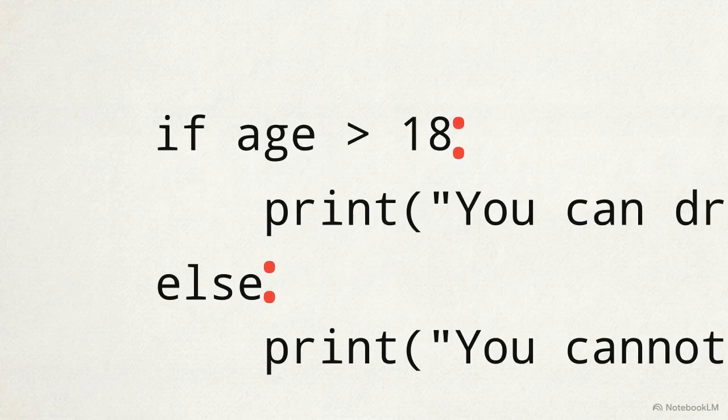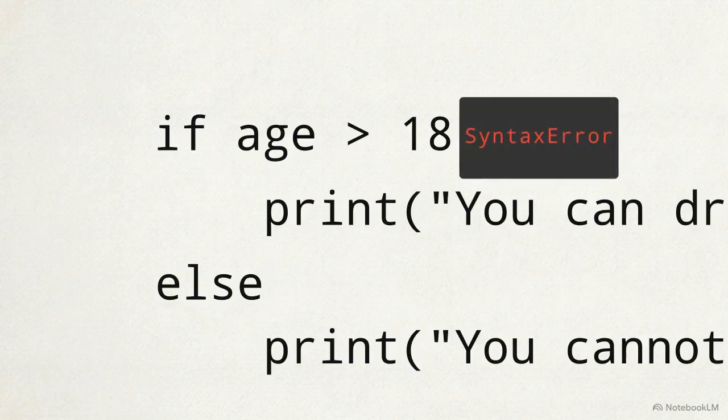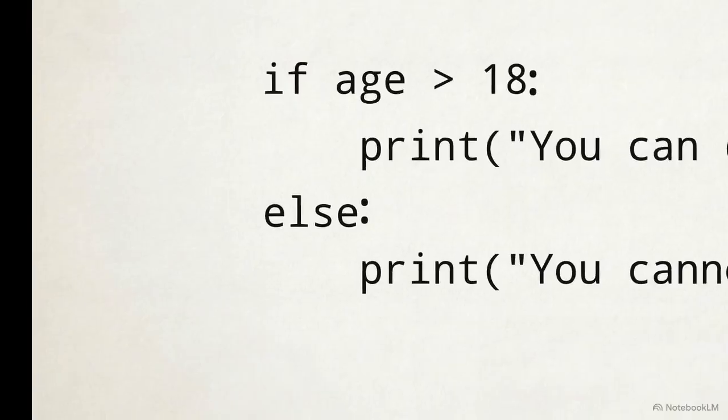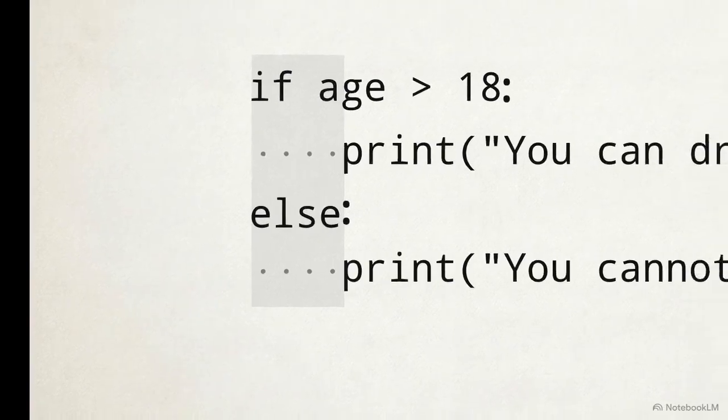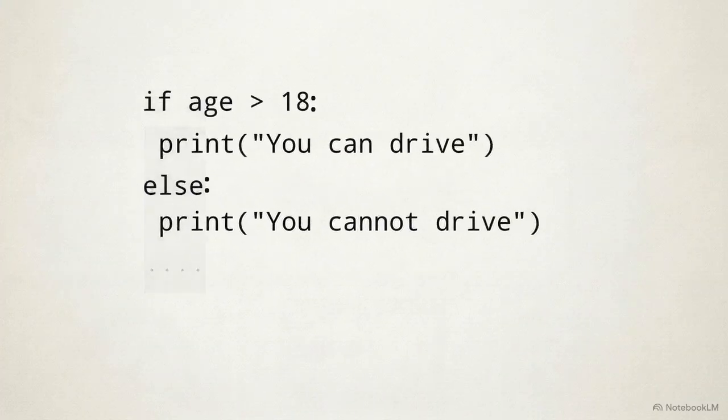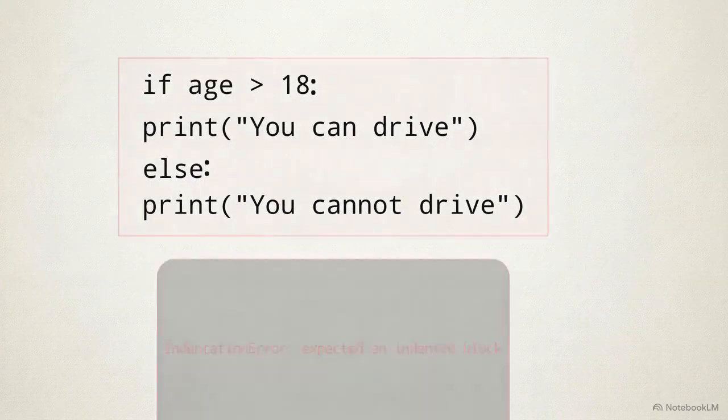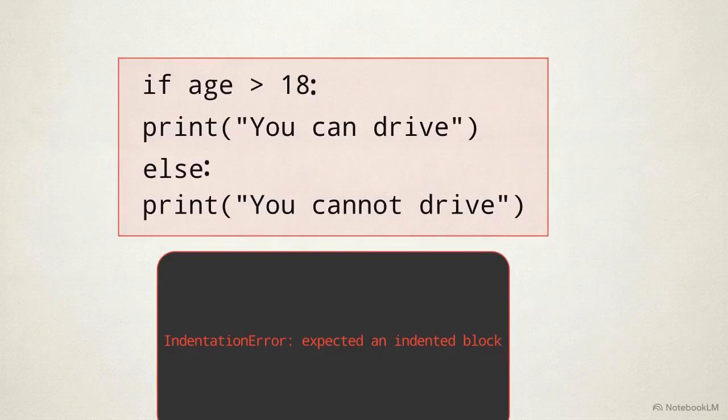Now, look at the end of the if and else lines. Those colons are mandatory. They signal to Python that a new block of logic is about to start. Leave them out, and your program crashes immediately. Directly beneath those colons is the most common trap for beginners. You must provide exactly 4 spaces of indentation before the print statement. If everything is pushed completely to the left edge, Python will throw an indentation error and refuse to run.